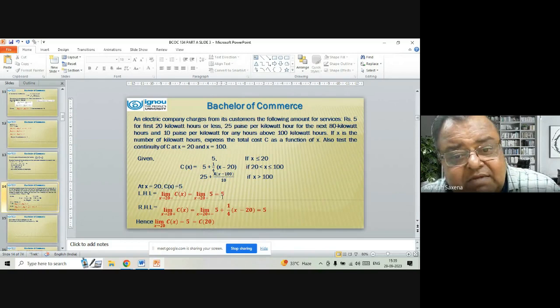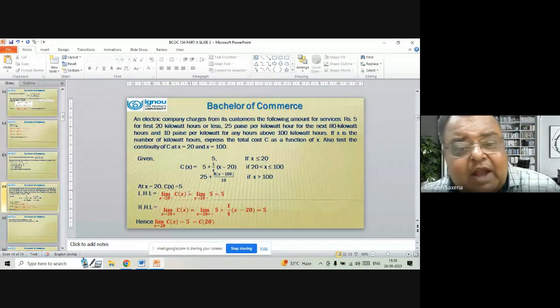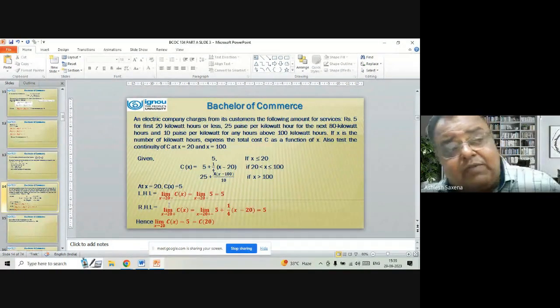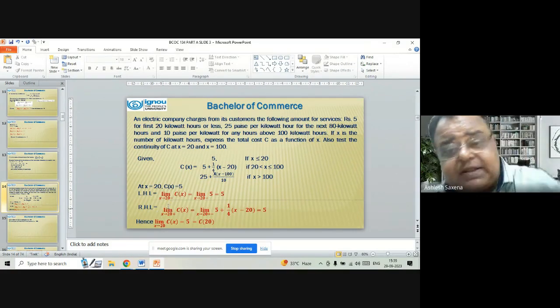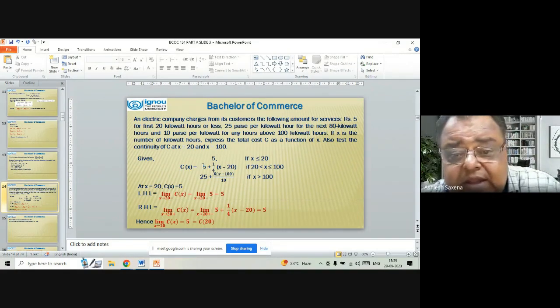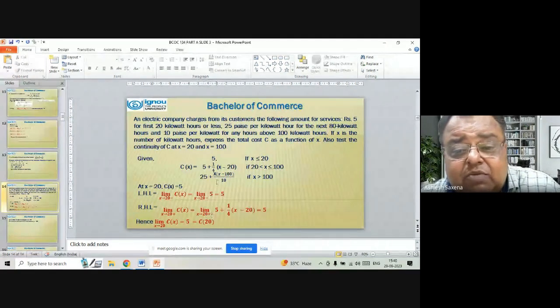That means your answer will be 5. Now we will be moving to the right hand limit, that is x tends to 20 plus. Where is 20 plus? 20 plus is here in this function. When you apply limit x tends to 20 in this function, this will be removed. We will be left with 5 only.